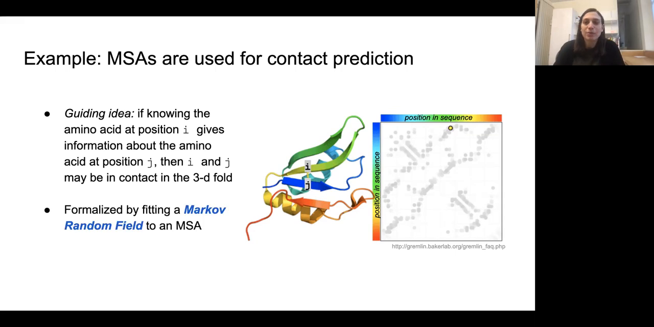This is formalized by fitting a Markov random field. This idea has been around in the literature due to many people. It goes by direct coupling analysis or Gremlin. There are a lot of names for this general idea.